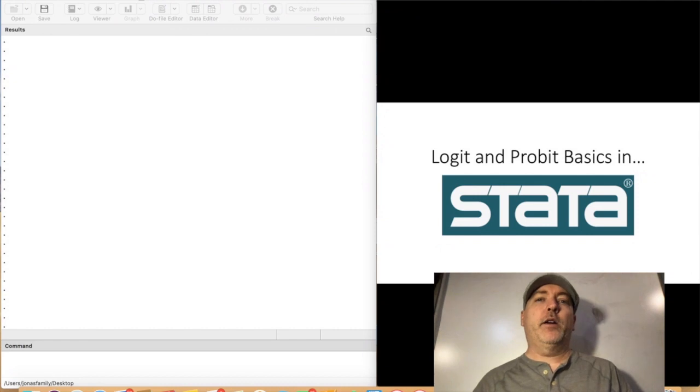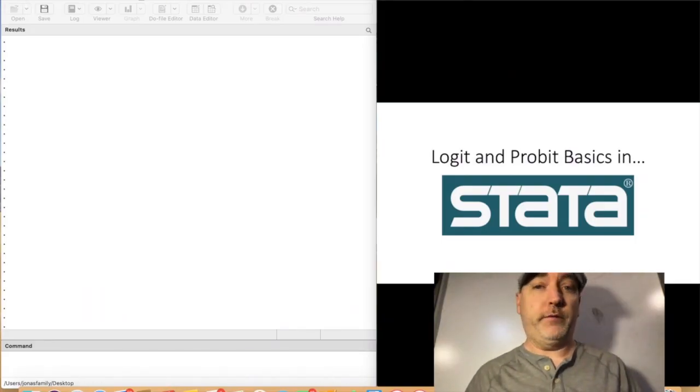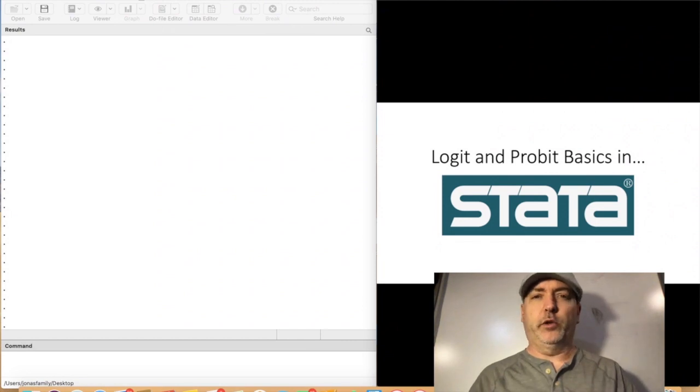Everybody, welcome back. We're going to walk through the very basics of the Logit and Probit models with examples in Stata. So let's get right to it. Okay, so first off, the very basics. When would a Logit or a Probit model be appropriate?